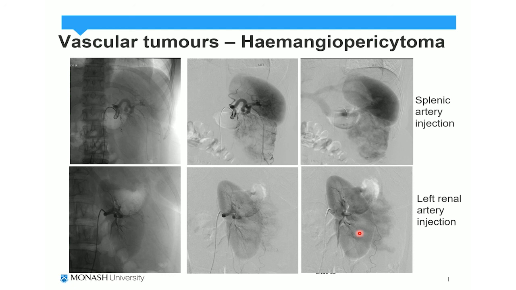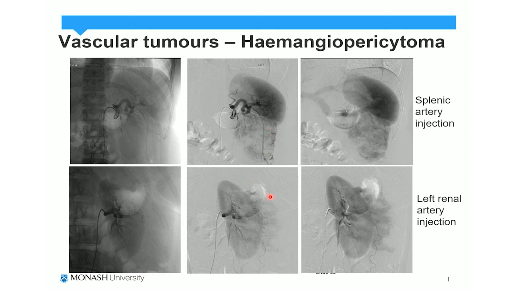Vascular tumours are generally imaged in CT, but occasionally we're asked to embolise or categorise the filling of a vascular tumour in angio. This is a very vascular tumour, a hemangiopericytoma, and this is injection into the splenic artery and shows collateral circulation or collaterals and feeding vessels into this hemangiopericytoma.